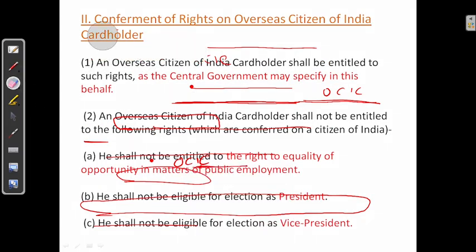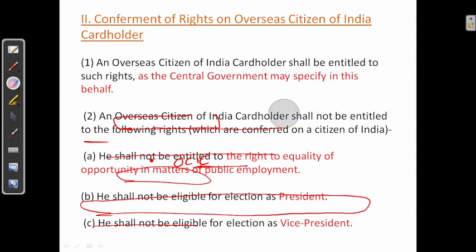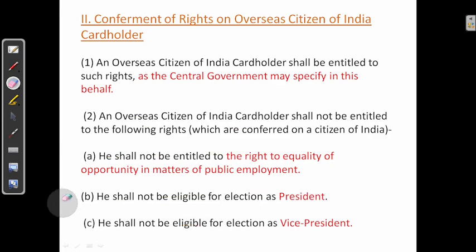Next, conferment of rights on OCIC. First, an Overseas Citizen of India cardholder shall be entitled to such rights as the central government may specify in this behalf. Next, an Overseas Citizen of India cardholder shall not be entitled to the following rights. Okay. As I said earlier, OCICs will be given citizenship but with some regulations. Now let us see what they are.